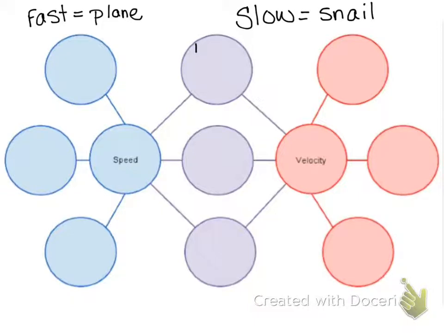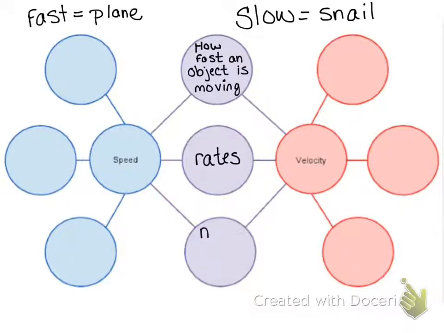So I think that we all know that when we're talking about speed, we're talking about how fast an object is moving. So what does that really mean? And that's really what we're going to be talking about. So how fast an object is moving. And that's something that both speed and velocity have in common.